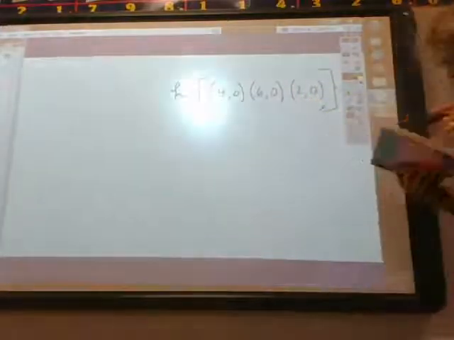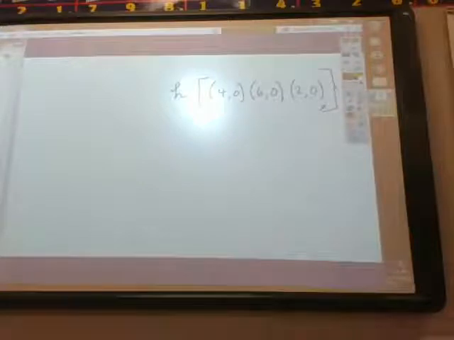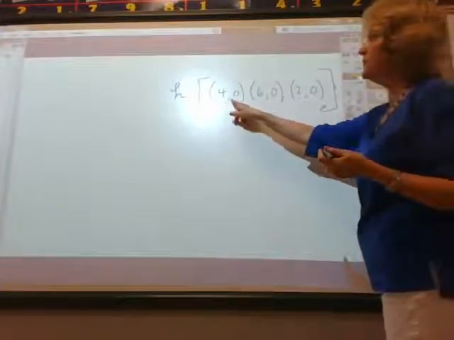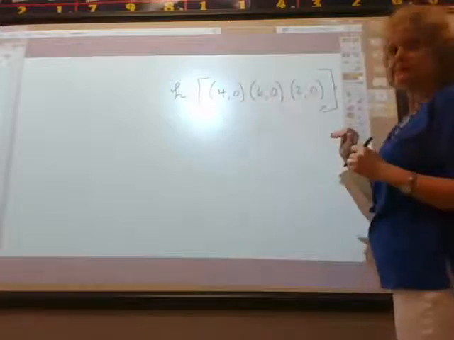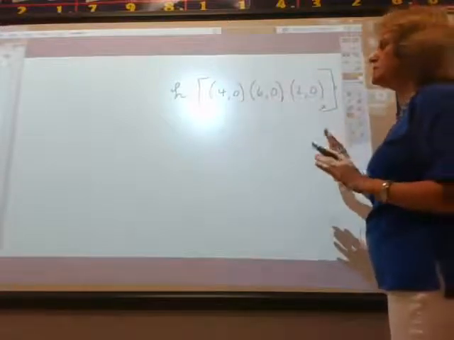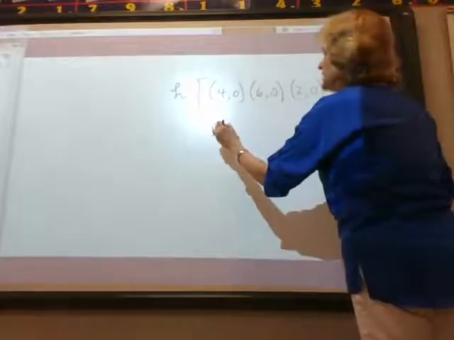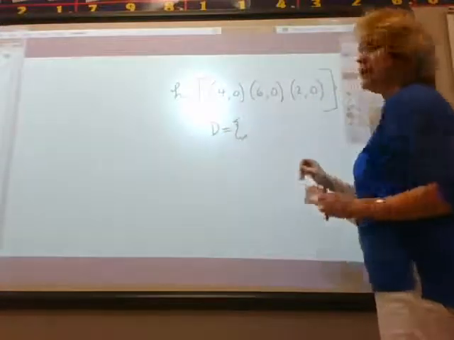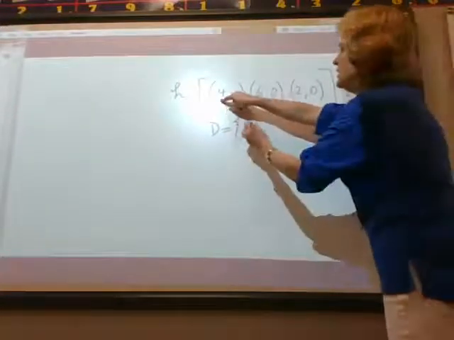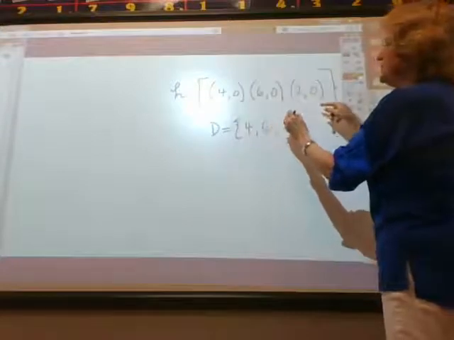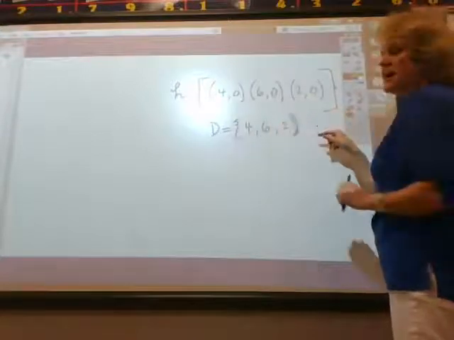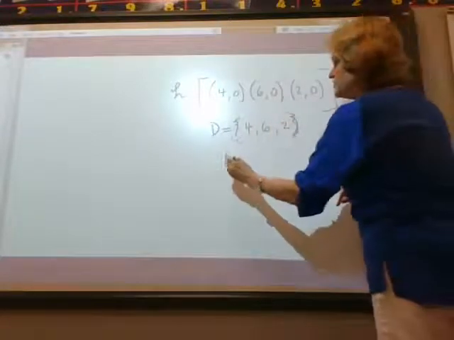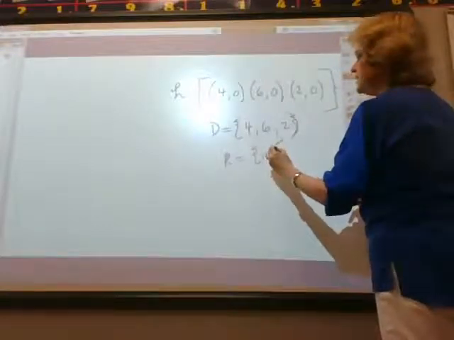All right, then example 2, we have H is 4, 0, 6, 0, and 2, 0. So is this a function? Yes. 4 can be 0, 6, that's all right. So yes, it is. Everything's kosher there. They also want us, when it's a function, to list the domain. So the domain would be 4, 6, and 2, all of the x values. The range in this case is only 0.